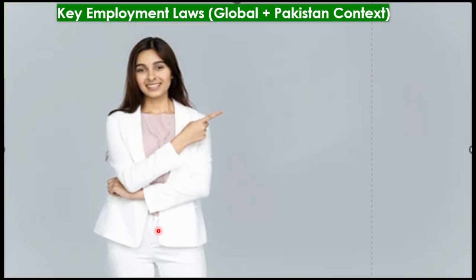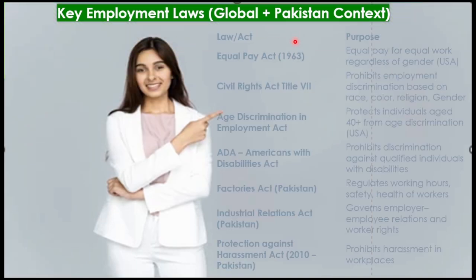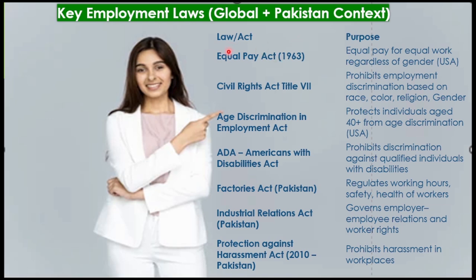Okay, next we have key employment laws, global plus Pakistan context. These are a few laws you only have to go through. First, Equal Pay Act of 1963. Second is Civil Rights Act, Title 7. Age Discrimination in Employment Act. ADA, Americans with Disabilities Act. Factories Act in Pakistan. Industrial Relations Act, Pakistan. Protection Against Harassment Act 2010 in Pakistan.